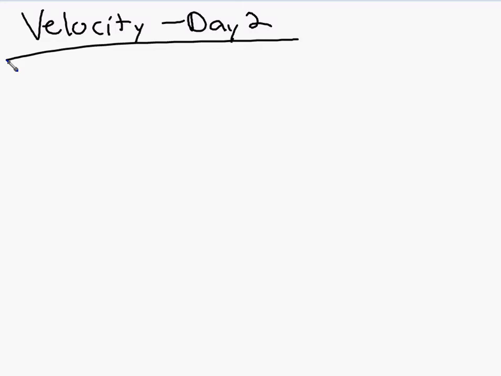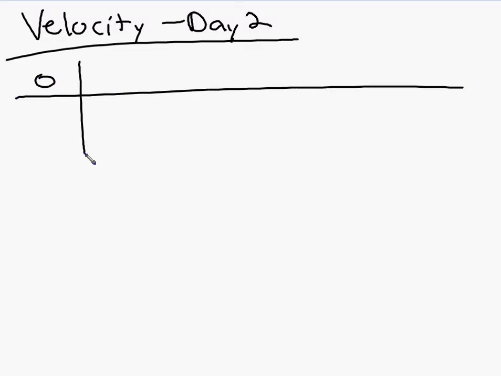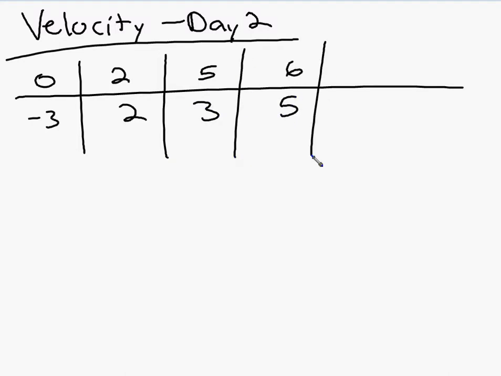All right? And so on this table, which I'm actually going to put up here so I can draw on it, at time 0, the velocity is -3. Time 2, the velocity is 2; 5, 3; 6, 5; 8, 7; 12, 5. Okay? So, at time 0, let's look at our first question.